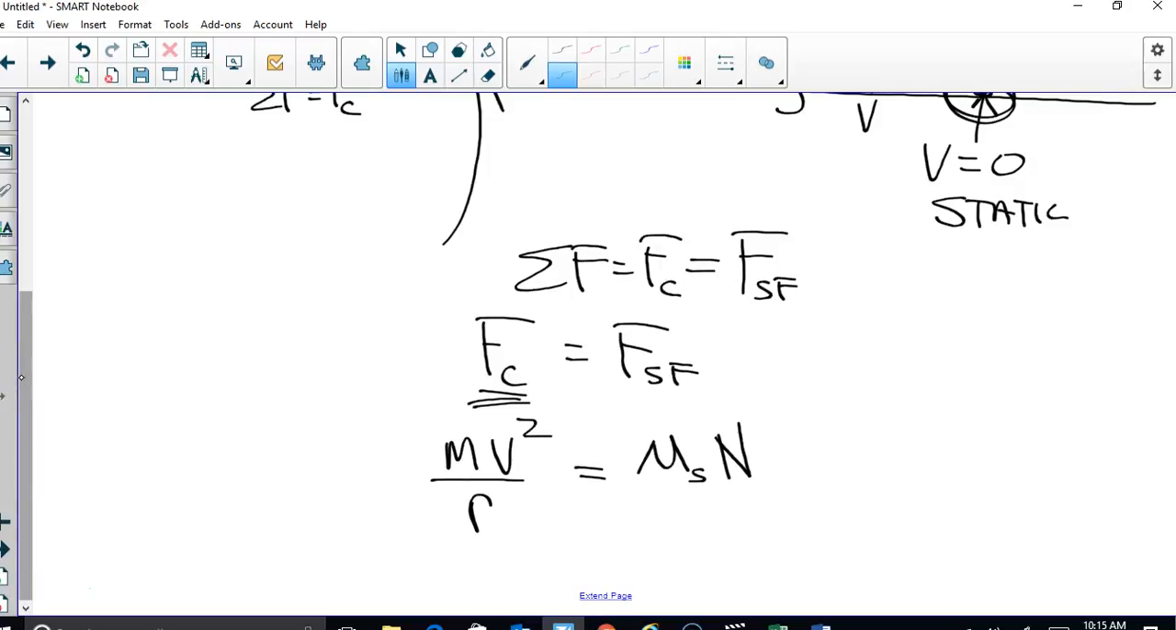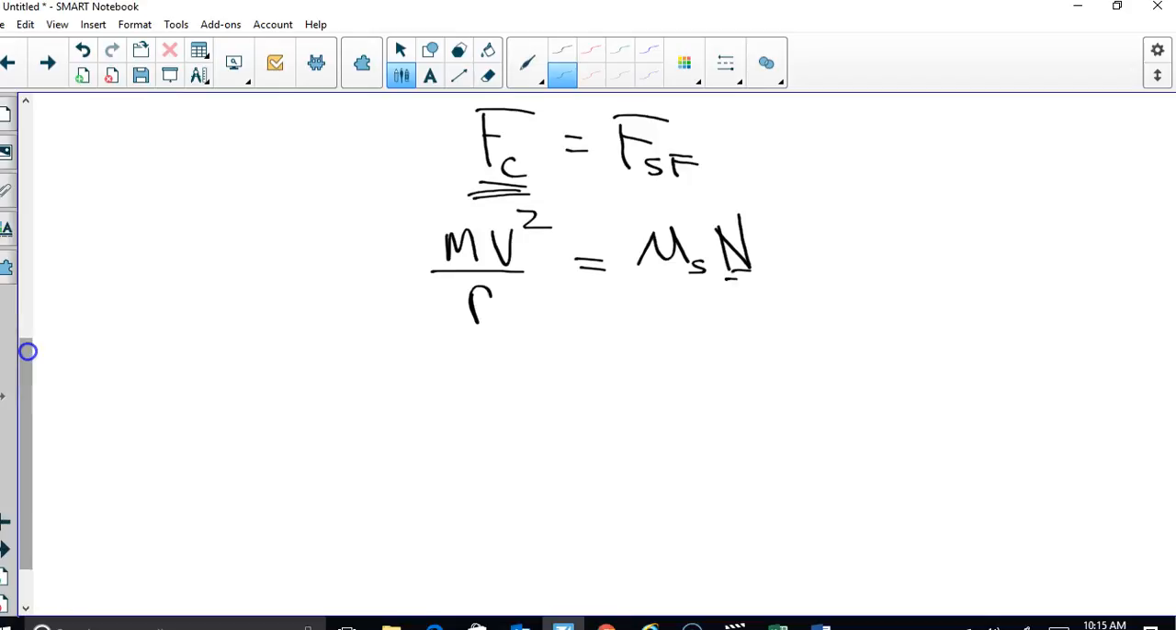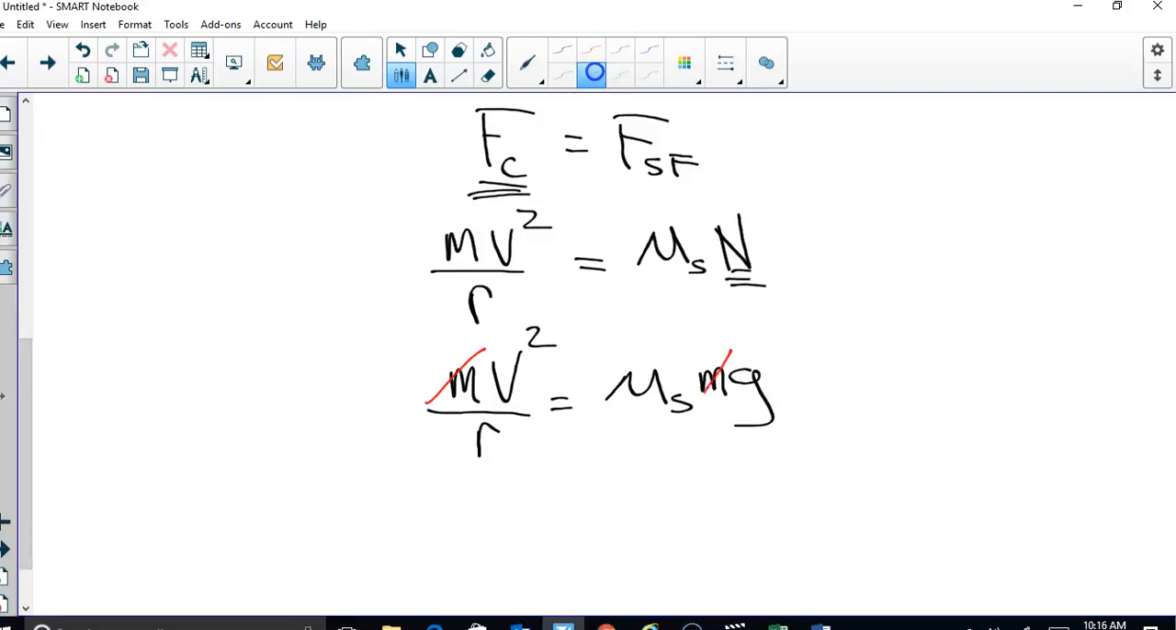But if we're talking about a level curve, we've already seen from the free body diagram that the normal force is just mg. So I have mu static mg, and voila, turns out the mass doesn't make a difference. And the acceleration that you can have going around a curve like that, your centripetal acceleration, is just the coefficient of static friction times g. This happens to be also your centripetal acceleration.